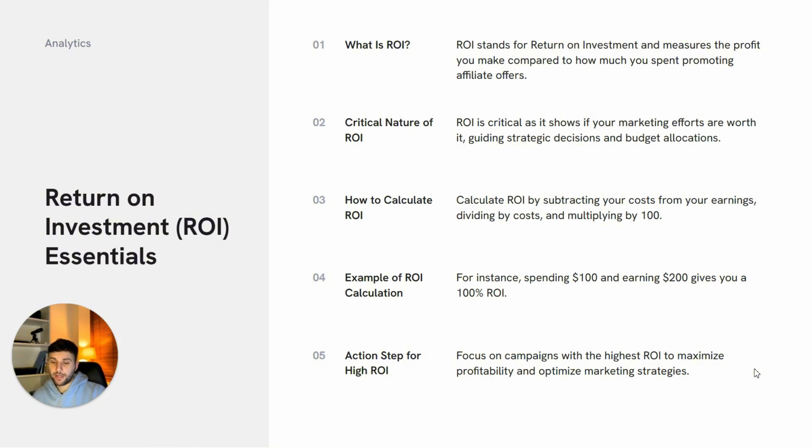Now, how to increase ROI? Focus on campaigns with the highest ROI to maximize profitability and optimize marketing strategies. So, what this means is this: you want to basically find a winner. If you run like 5 ads, you want to find a winner and then double down on that. Put all your budget and all your efforts on making that winner even better. And that's pretty much it. And just run that one ad, right?